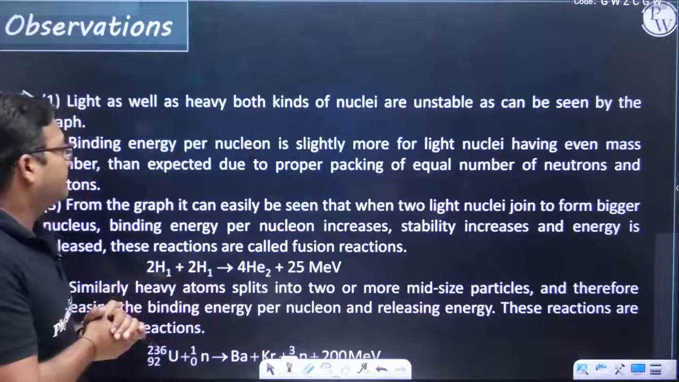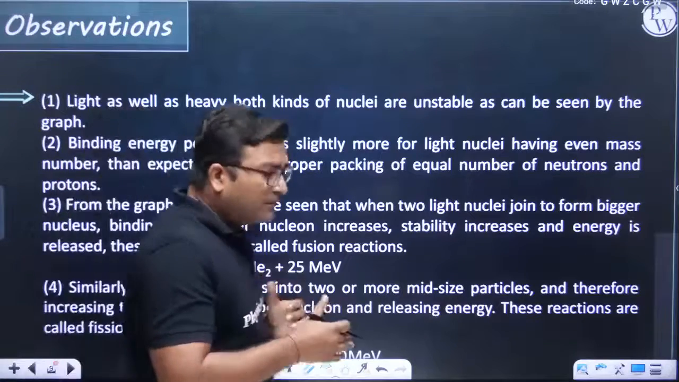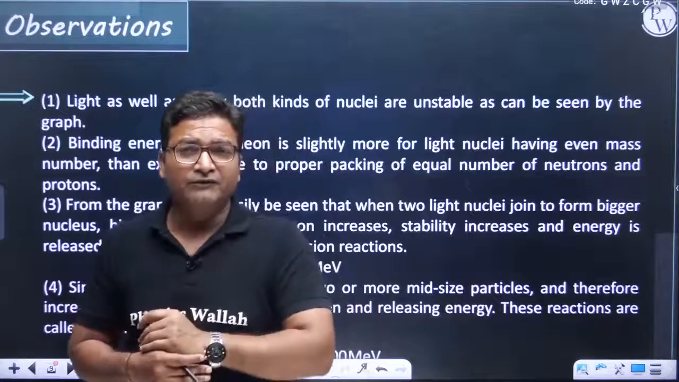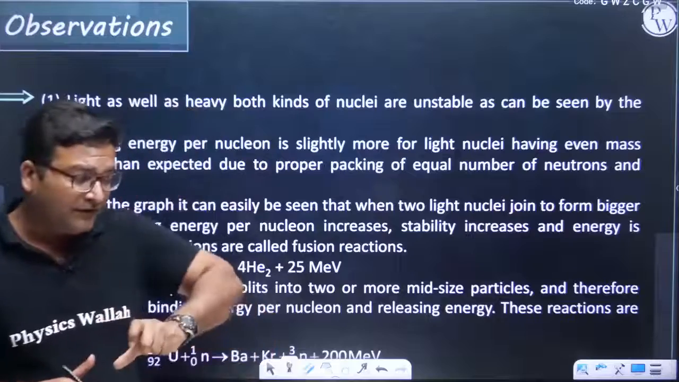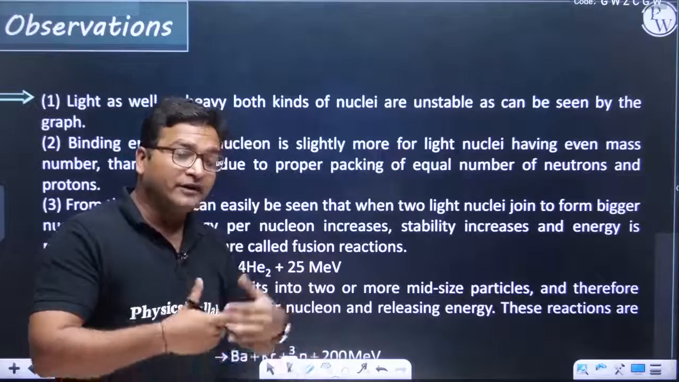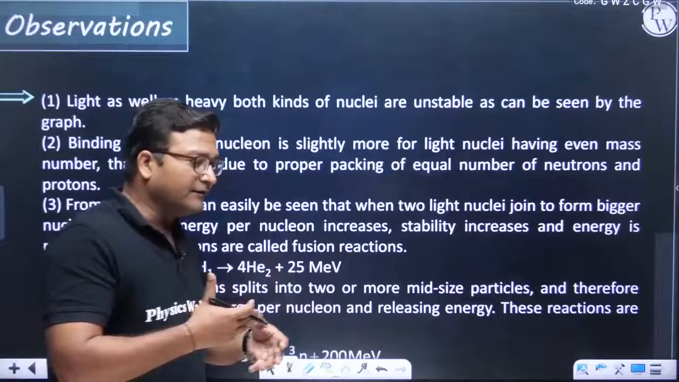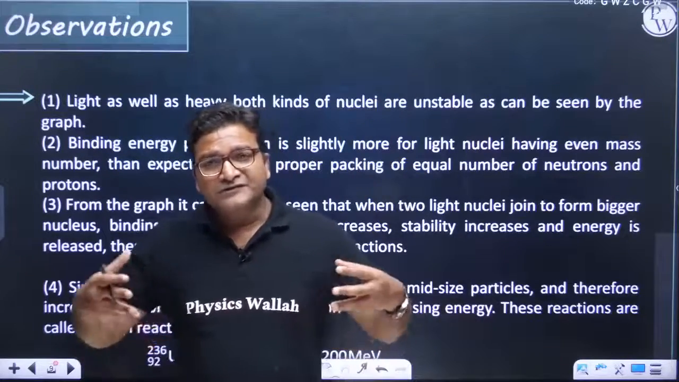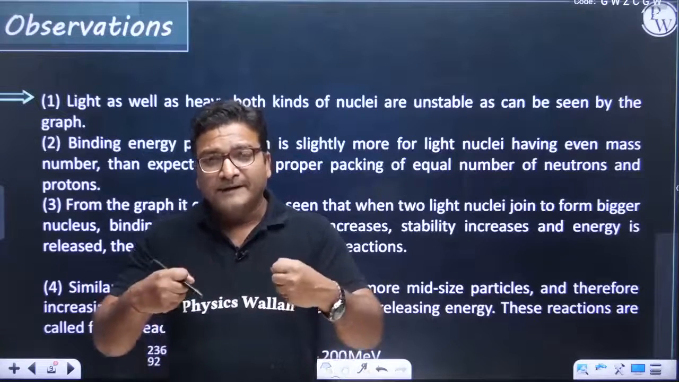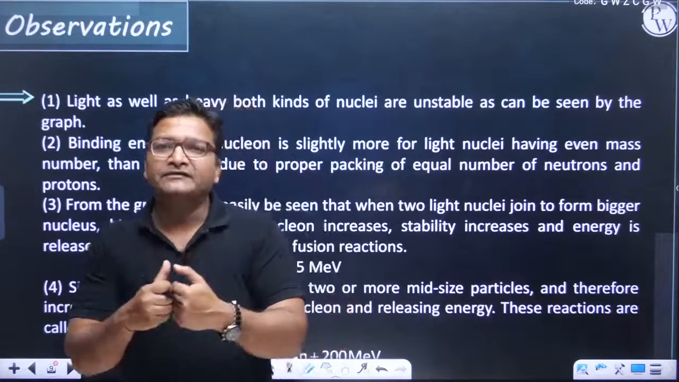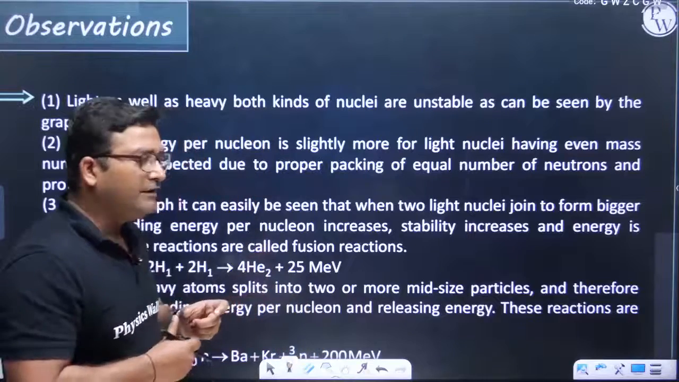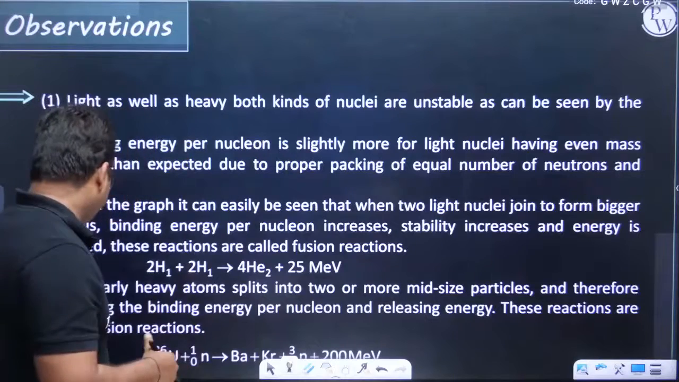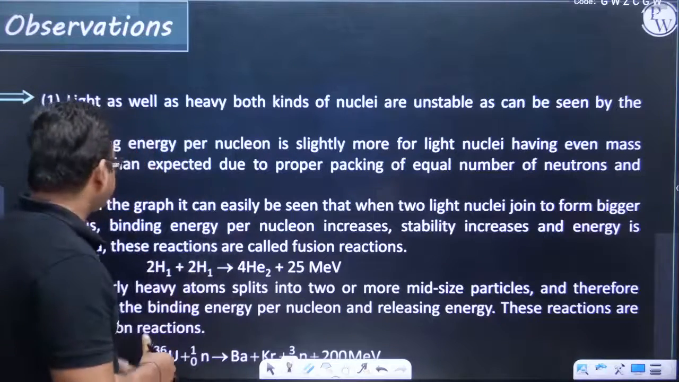the nuclei for which we have an even number of nucleons, or you can say an equal number of protons and an equal number of neutrons, have slightly bigger stability with respect to their neighbors because of better packing. When we have an equal number of protons and neutrons, they are more tightly packed inside the nucleus, and we get better stability as compared to nuclei which have different numbers of protons and neutrons. Remember this in case of light nuclei.